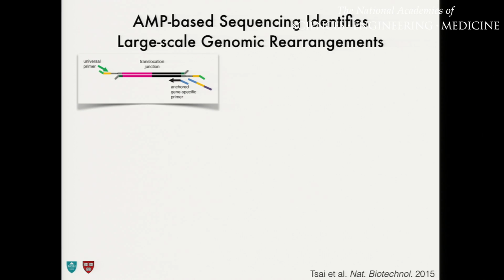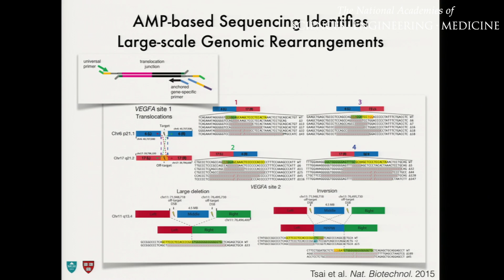We also used a method called AMP, or Anchored Multiplex PCR, to identify potential large-scale genomic rearrangements that happen at these on-target and off-target double-stranded breaks. Essentially, we use a primer that allows us to sequence across these translocation junctions, and we look at the on-target site as well as all the off-target sites that we detected. Here's some sequencing data for some specific examples, and I'm showing you that we can detect, for example, at VEGF-A site 1, all potential reciprocal translocations, as well as large deletions and inversions.